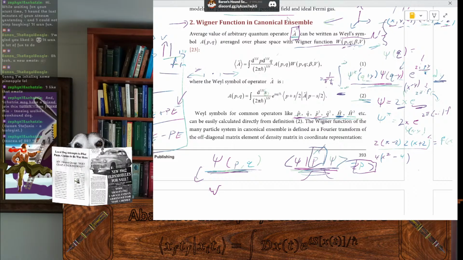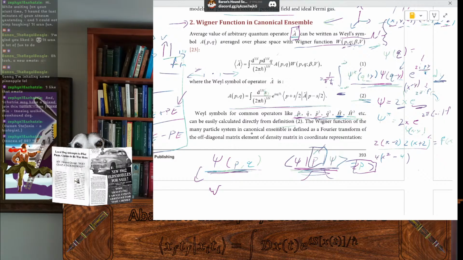But so yeah, I'm doing this integration, and that gives me my Weyl symbol, the operator version of A. You can kind of think of this as similar to a Fourier transform of A, but in this case it's a different transform. It's a transform into Weyl space. Okay. Weyl symbols for common operators like P, Q, P squared, Q squared, H, H squared, etc. can easily be calculated directly from this.